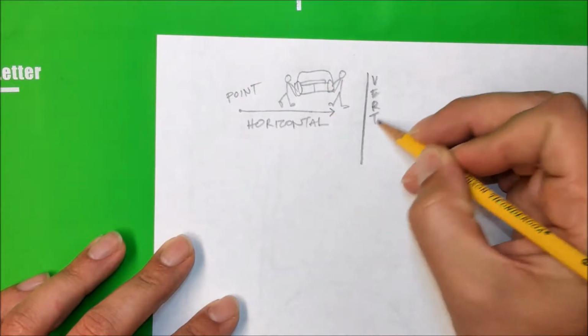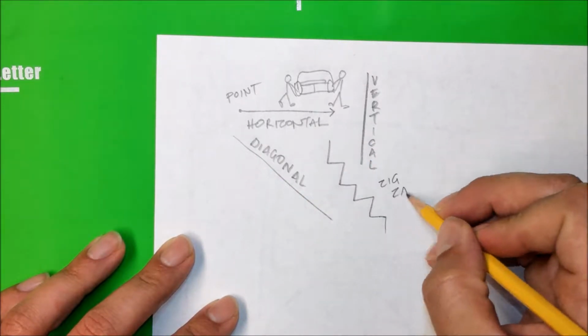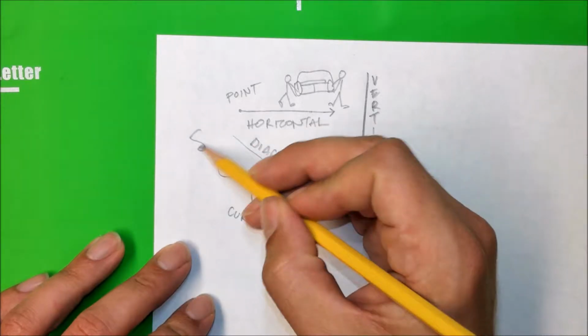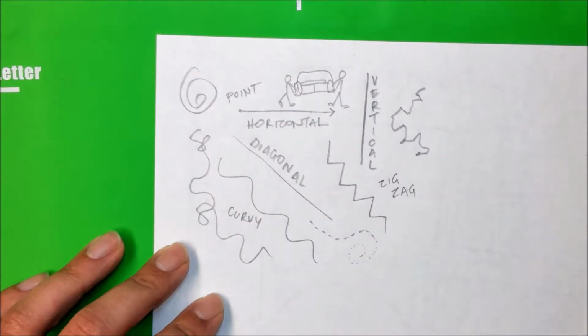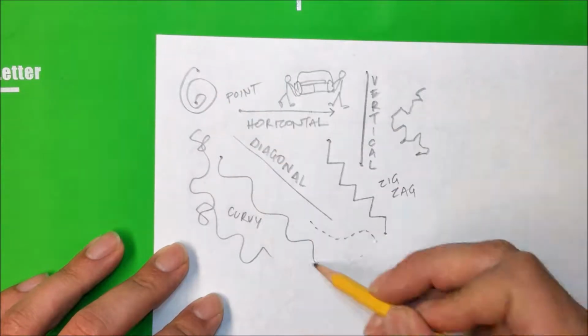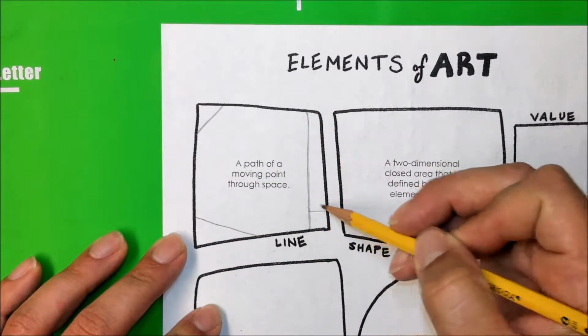So we might go horizontally, left to right. We might go vertically, up and down. You might even draw a diagonal line going both ways. Zigzag going up and down the stairs, curvy as you drop it down the stairs, jagged lines, dotted lines, dashed lines, spiral lines. These all have endpoints. These are lines that trace the path of a single point through space.